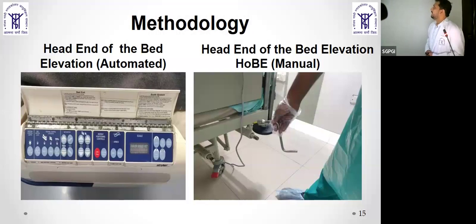Here you can see in the first image, there is an automatic bed, and in the monitor panel, it is 45 degree that is mentioned. So in this way, the data was collected and reviewed. And in the case of manual bed, the gradient angle was seen and observed.